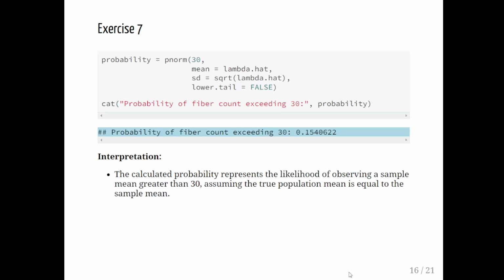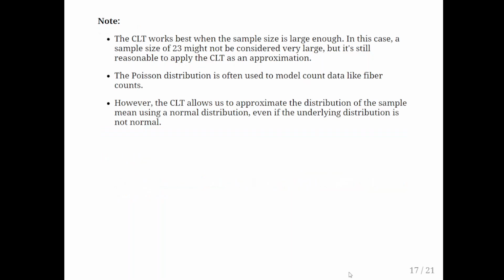Interpretation. The calculated probability represents the likelihood of observing a sample greater than 30, assuming that the true population mean is equal to the sample mean. Okay. Now, this is something I touched upon earlier on. The central limit theorem works best when the sample size is large enough, but in this case a sample size of 23 may not be considered very large at all, and hence we notice these discrepancies. But overall, it's still reasonable enough to apply the central limit theorem as an approximation. As we spotted before, the difference between the two estimates wasn't a lot. They were pretty much in agreement with each other.